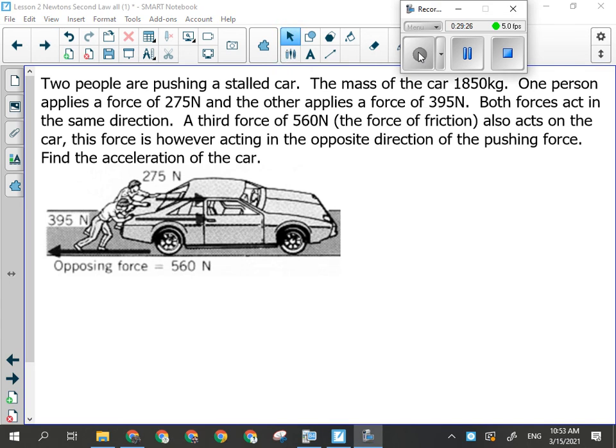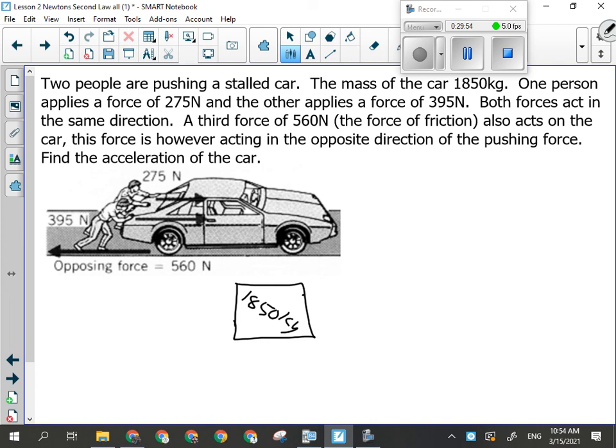All right, so here's the information they're giving us in the question. First off, they're telling us the car has a mass of 1,850 kilograms. Perfect. This is my car. 1,850 kilograms. All right, the two people that are pushing on it apply forces of 275 and 395 newtons respectively, and they both are forward.